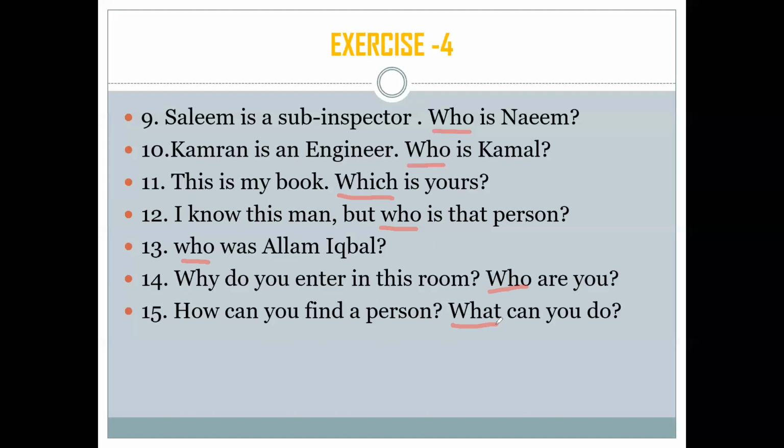Now, dear students, there is no homework for you because today is Sunday. According to the schedule, we don't have any homework today. Inshallah, in the next lecture, we will get homework as well. But today we don't have any homework. So dear students, I underlined the 15 sentences from exercise number 4.